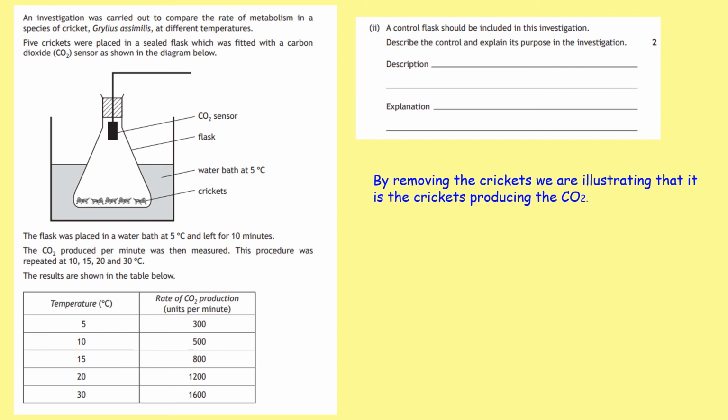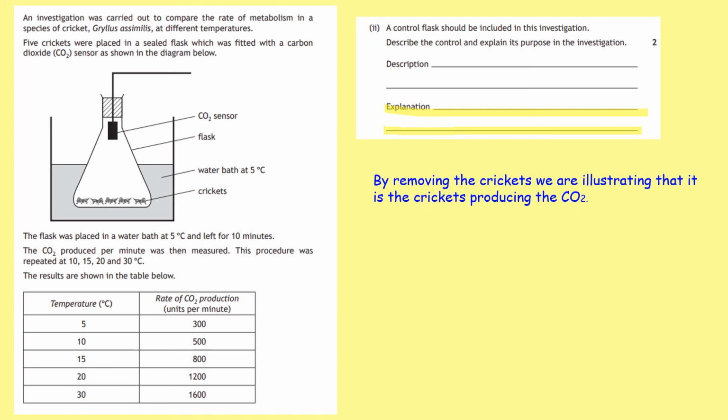Now, the second half of this question that we're going to look at is why? Why are we doing this? And I have gone into this in a little bit of detail on that previous page, but we'll have a little look at it again. So remember, why are we removing the crickets? We're removing the crickets to show that it's the crickets that are producing the carbon dioxide.